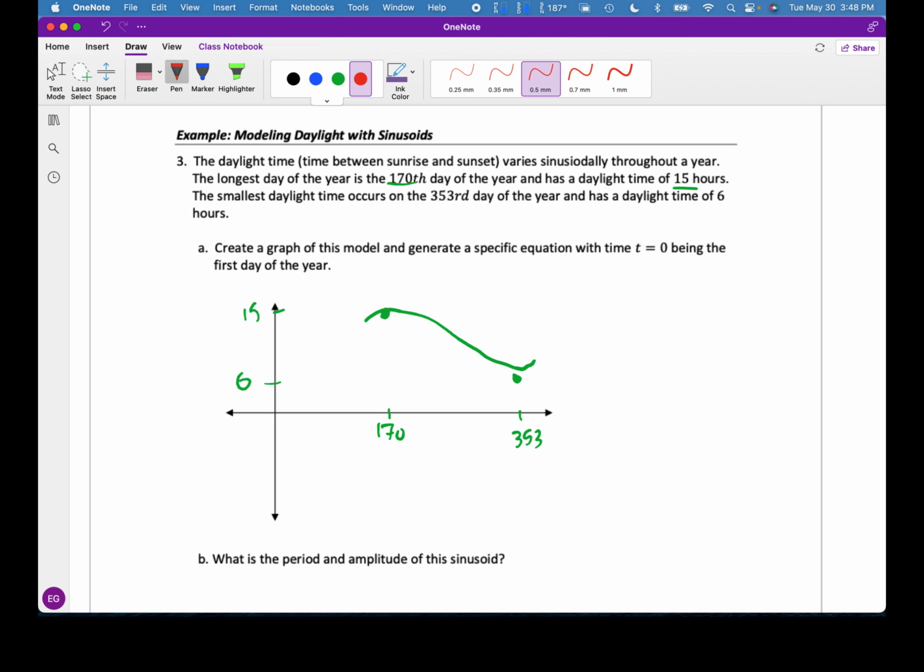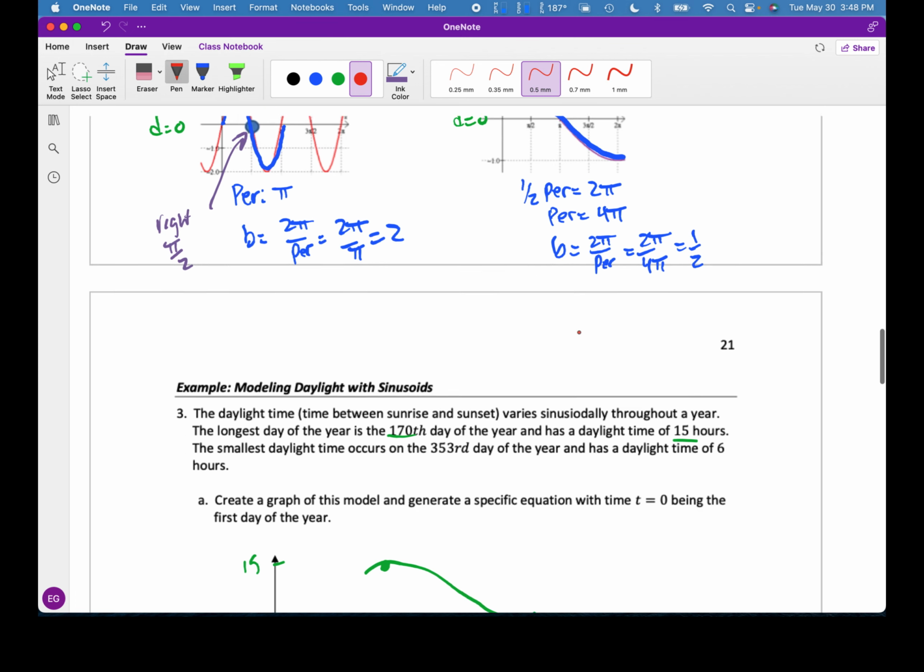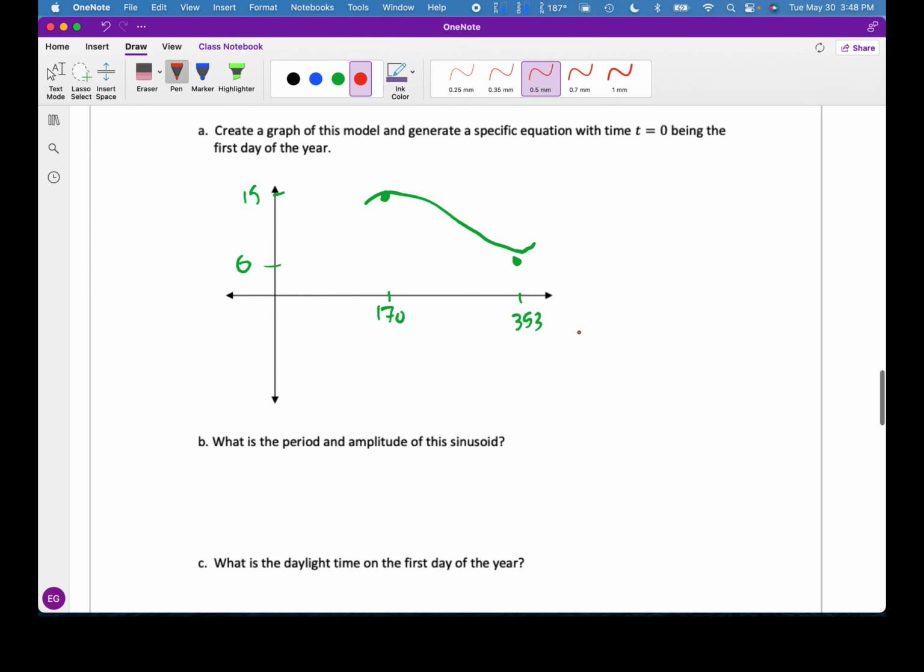From here, we're basically going to do the exact same thing we just did with these ones. We're going to choose one of these as our starting point. I'm going to choose this one. We need to find the midline and the amplitude. So I need to find what is halfway in between 6 and 15, that is 10.5. I am going up or down 4.5, so that's going to be our amplitude.